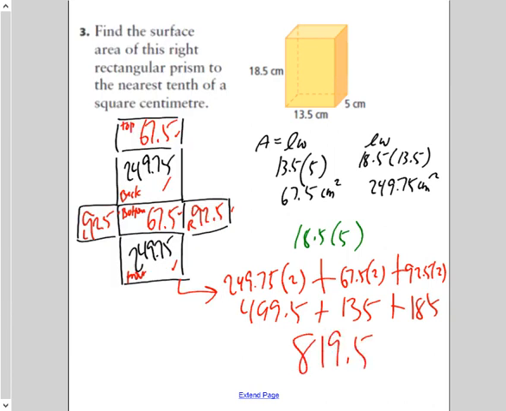819.5. And don't forget, when you're done, you can't just leave it like that. You must express it in proper units, because if you write centimeters squared, you know exactly what you were looking for. You know that it's area, and you know those units squared are what you're looking for.